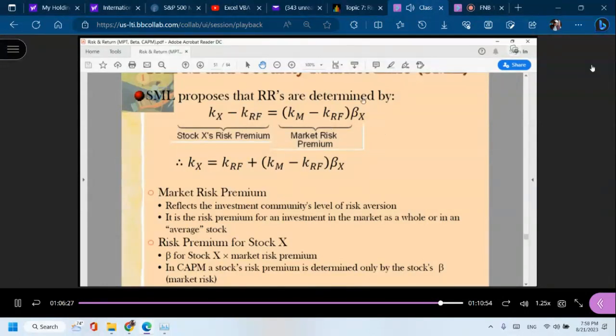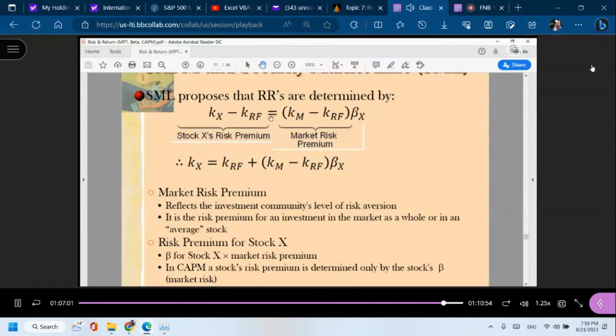Apple's risk premium should be, if Apple's beta is 3, because that means Apple is 3 times riskier than the average of the market, then that volatility is captured by beta. So Apple's risk premium must be 3 times the average risk premium, the market risk premium. So this is a linear function, y equals x times beta format.